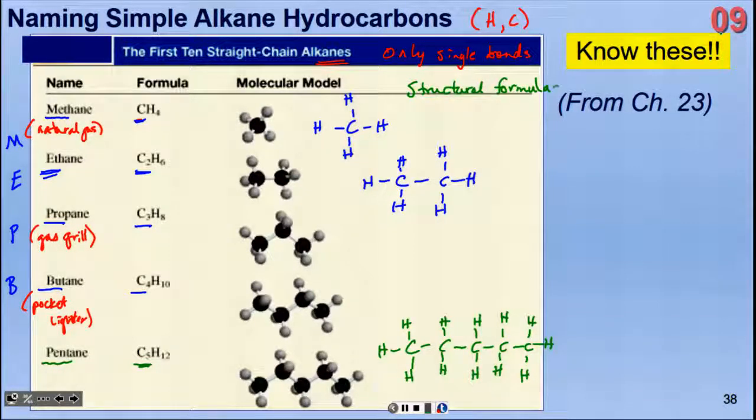So pentane is for 5 carbons, but we need to know the rest of them. We need to know the first 10, and these are topics out of chapter 23. So if you've got the e-text, you can pull it up there. This is a different chart than that one because it fits on my screen better. And so, make my slide advance, please.